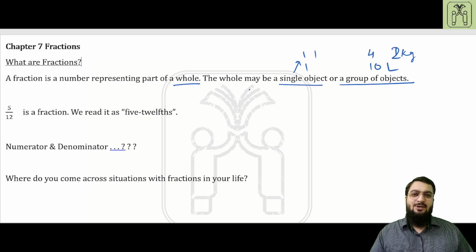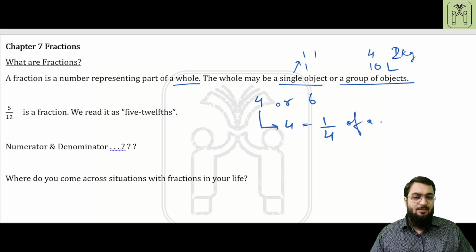To elaborate, for example, if you have eaten a pizza, the pizza is basically divided into 4 or 6 parts. If there are 4 people eating, then each person gets 1 upon 4 of a pizza. Similarly, if it is a bigger pizza, one will get 1 upon 6 of a pizza. And if someone eats 2 slices, then it will be 2 upon 6 of a pizza.